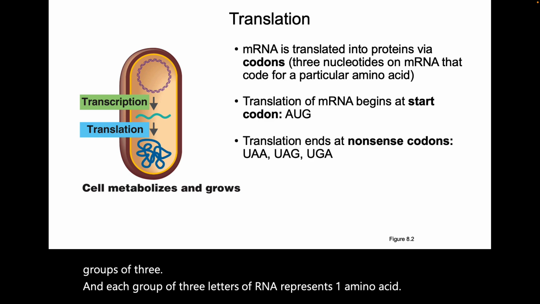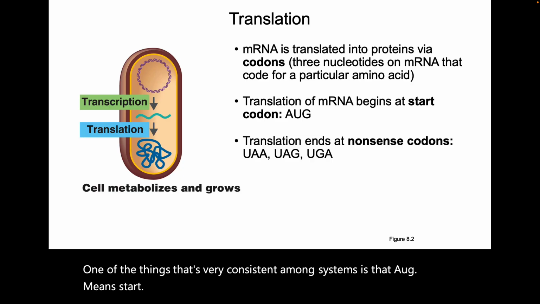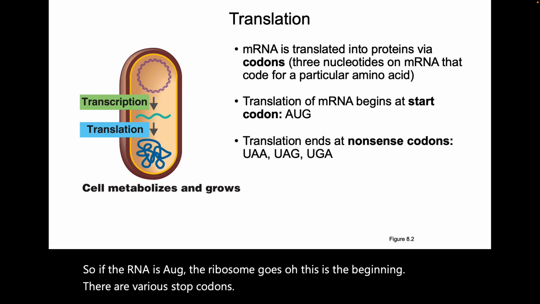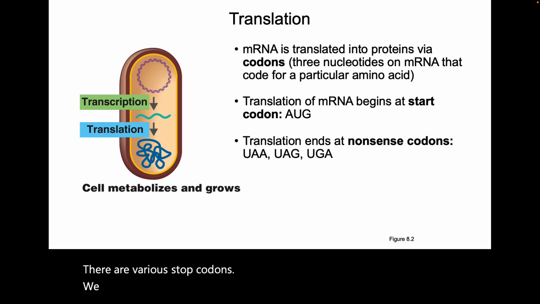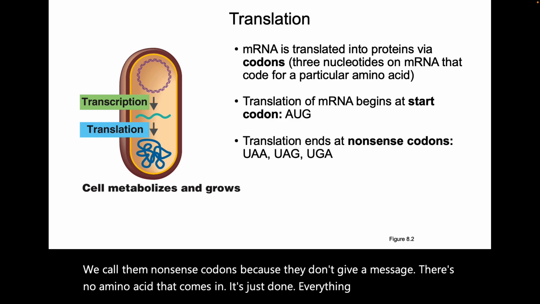One of the things that's very consistent among systems is that AUG means start. So if the RNA is AUG, the ribosome goes, oh, this is the beginning. There are various stop codons. We call them nonsense codons because they don't give a message. There's no amino acid that comes in. It's just done. Everything literally just falls apart.